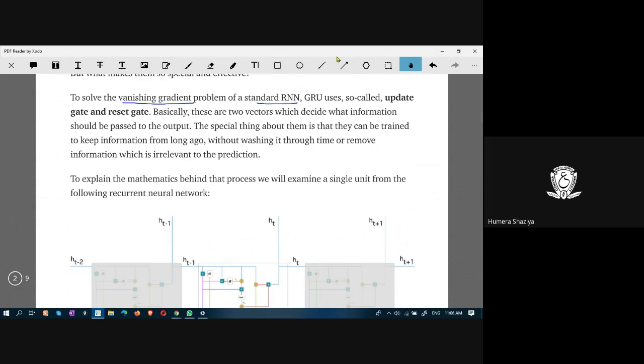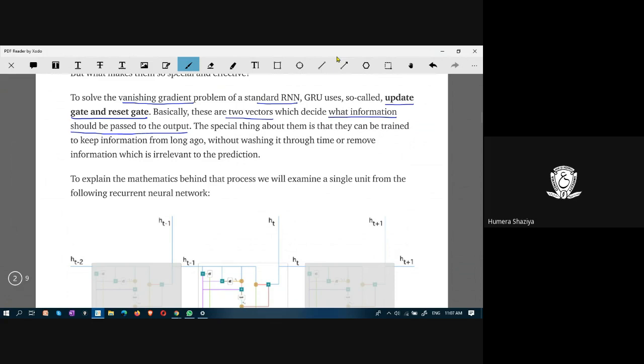GRU uses two kinds of gates. They are the update gate and the reset gate. These two decide which information is to be retained and which information is to be eliminated. All right. And this update gate and reset gate are basically two vectors that decide what information should be passed to the output.